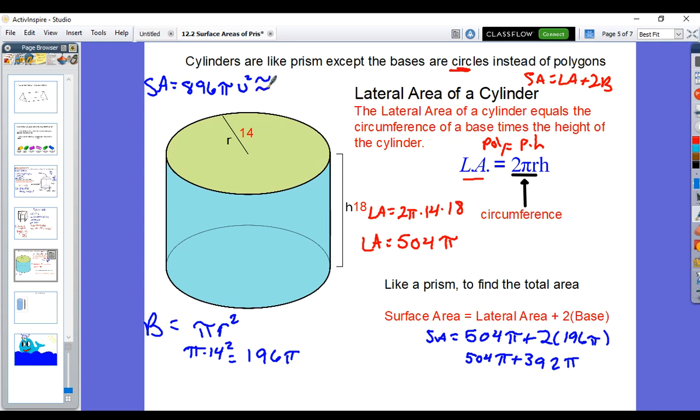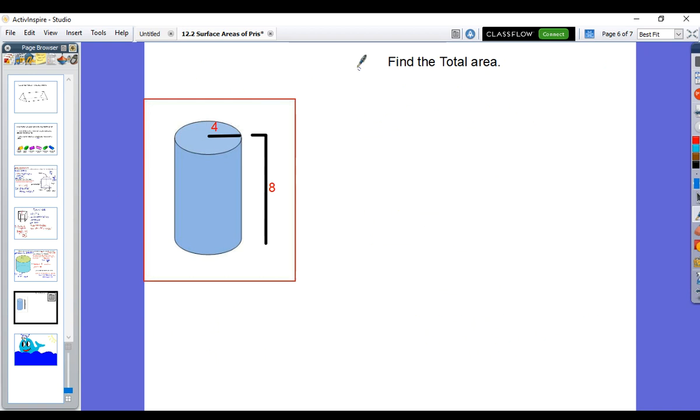But let's go ahead and round it now to 2 decimal places. So we take the 896 times pi, you end up getting 2,814.87 units squared. Let's try one more. This time it's a little bit smaller numbers, so it should be a lot easier to do.